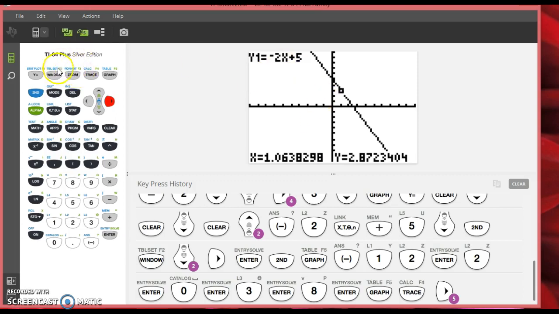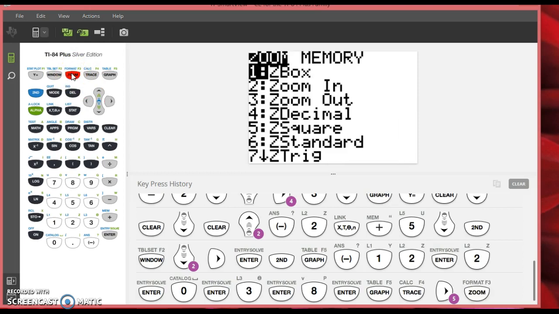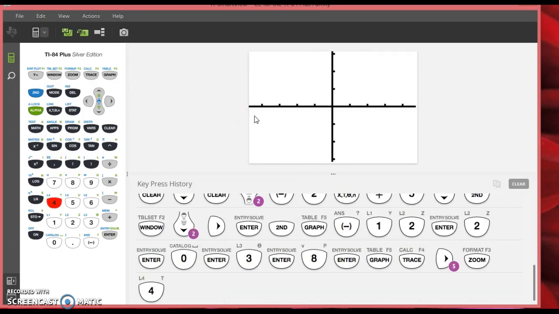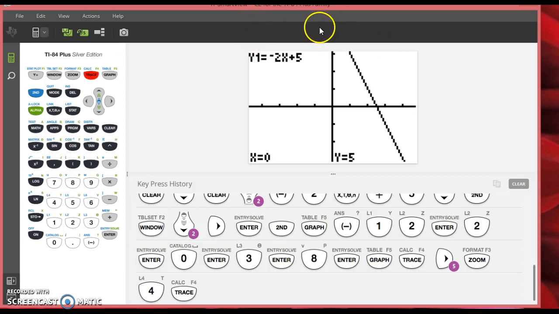See the zoom button? Hit zoom. We want to go to the 4. We're going to hit 4. That takes us to the tenths. Now, hit trace again. Now, my cursor is up here. You can't see it. Let's start scrolling. Ah, nicer. Do you see that the x and y are now rounded to the tenths?